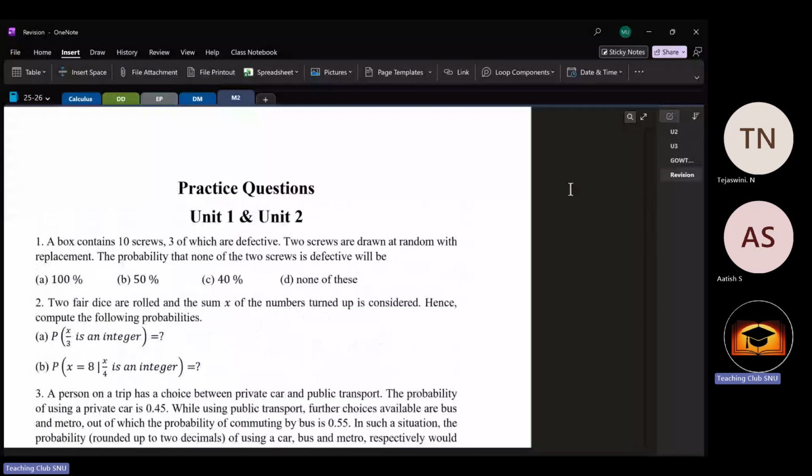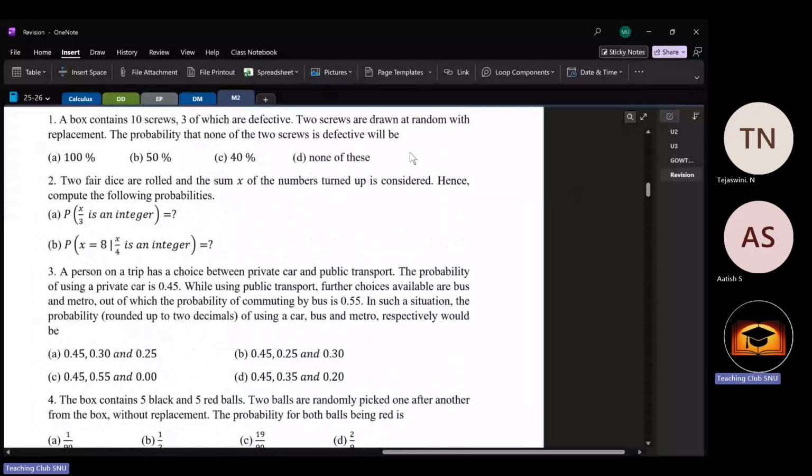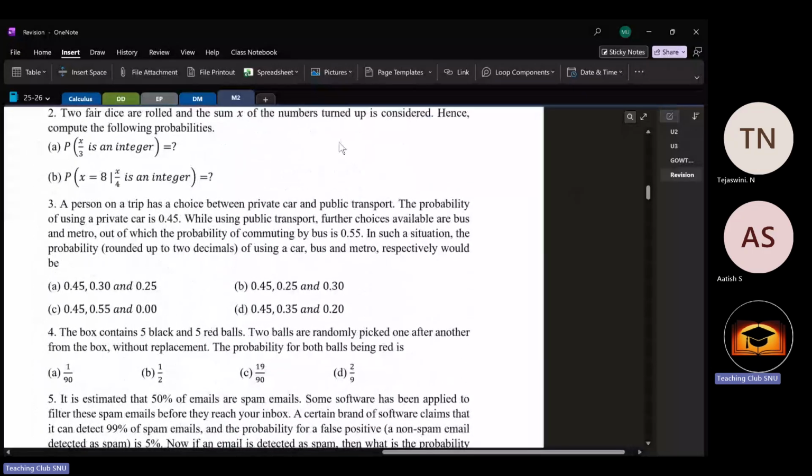Very simple. Defective probability is 3 by 10. Then the non-defective probability is 7 by 10. It is continuously happening, so 7 by 10 into 7 by 10. Both are independent because it's a replacement. So answer is 49%. None of these. Okay. Right. Whenever you have these kind of dice problems, make sure you put the sample space nicely so that you avoid any silly mistakes. Put the sample space, see which outcomes satisfy it, and find it.